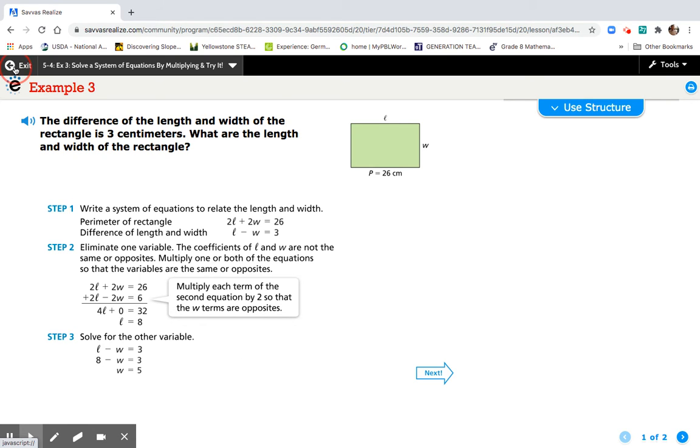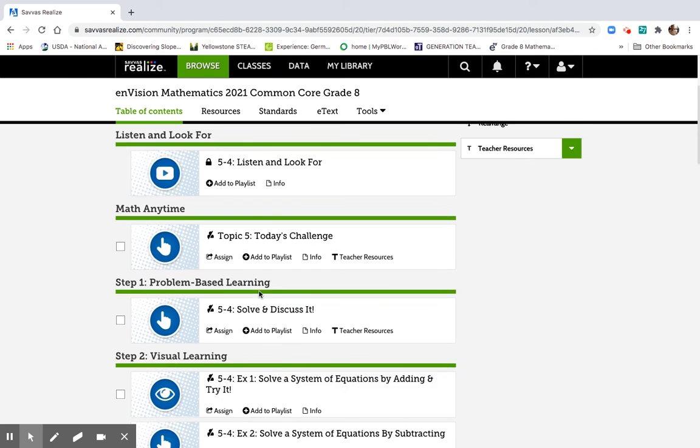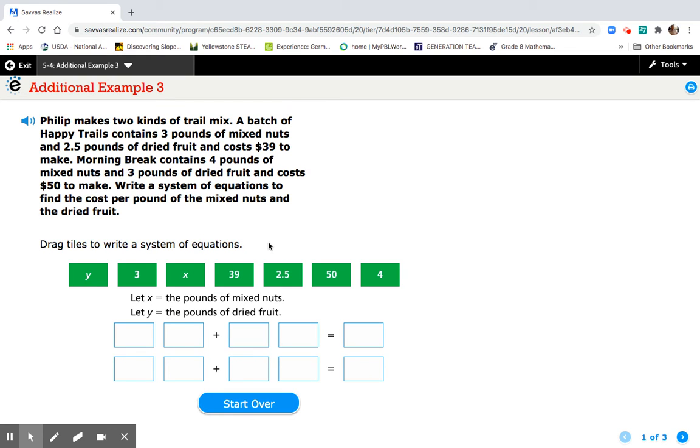Let's look at another example here. Okay. Philip makes two kinds of trail mix. A batch of Happy Trails contains 3 pounds of mixed nuts and 2.5 pounds of dried fruit and costs $39. Morning Break contains 4 pounds of mixed nuts and 3 pounds of dried fruit and costs $50. So they want us to write a system of equations where X is the pounds of mixed nuts and Y is the pounds of dried fruit.